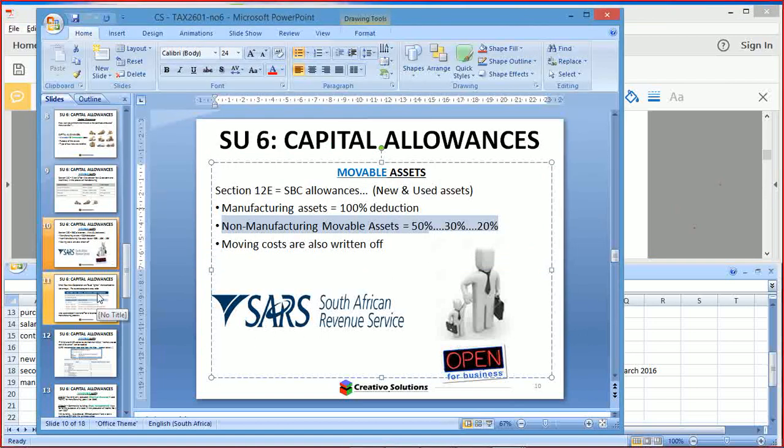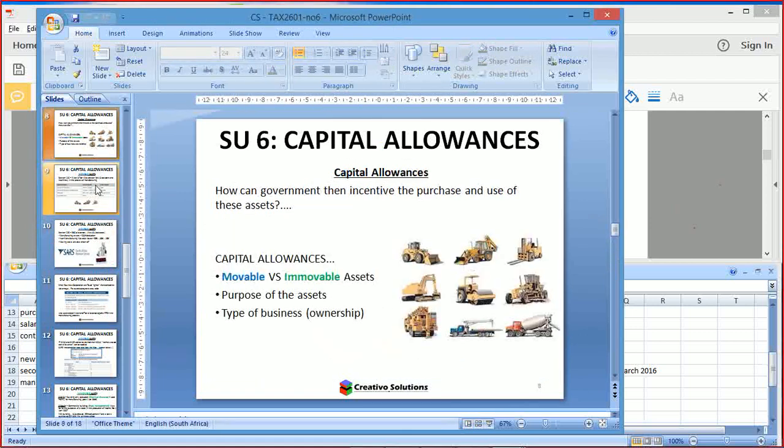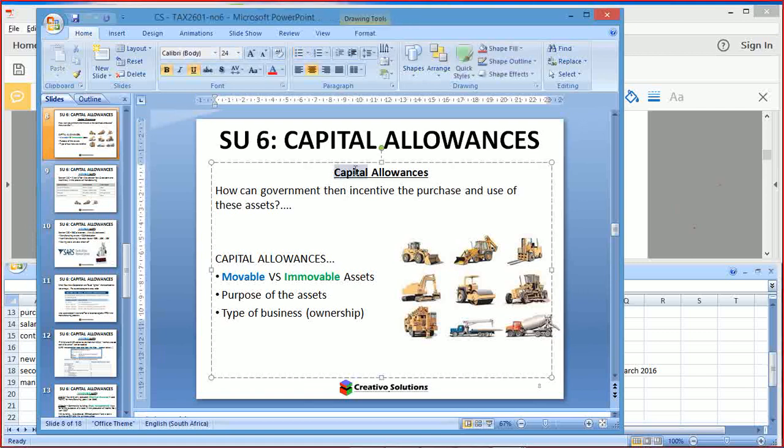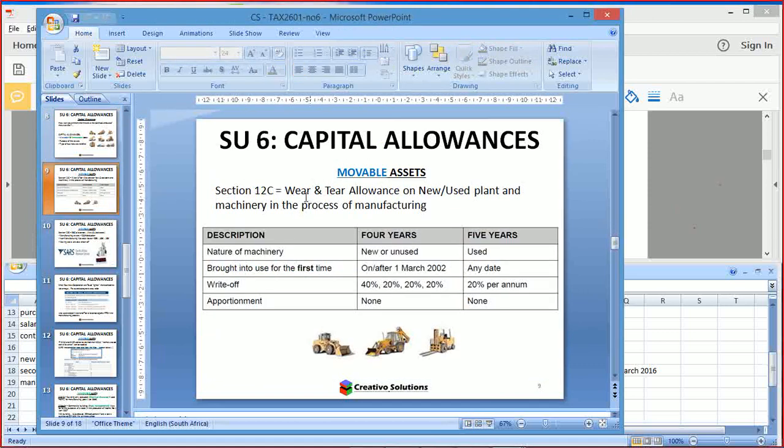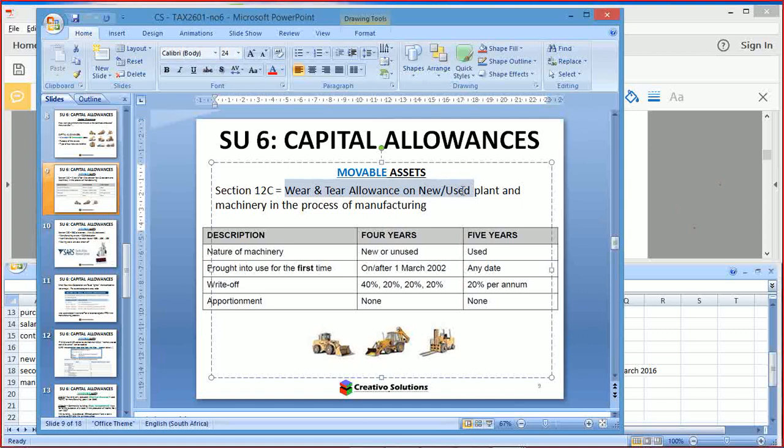Because what would I have used? Well, you would have used your Section 11, your Section 12E, sir. Yeah, no, because not 12E. Because have a look at this. This is capital allowances. This is looking at movable and immovable assets, okay? If you look at this, 12C is looking at what? For manufacturing. Yes, sir. So my question to you is, does 12C apply to this delivery vehicle? No, because it's not a SBC, sir. Not an SBC, no. Okay, it is an SBC, so do you agree 12C wouldn't apply?